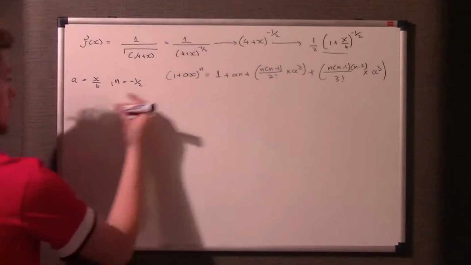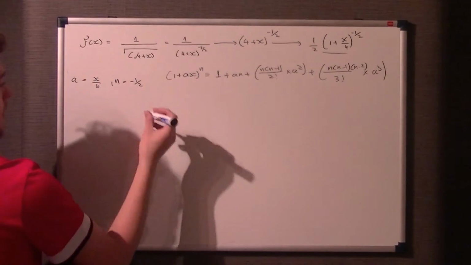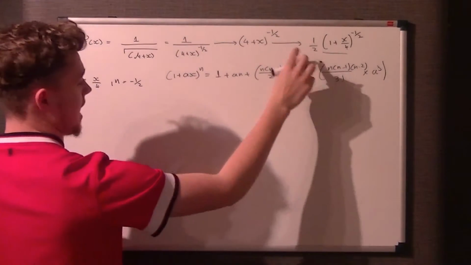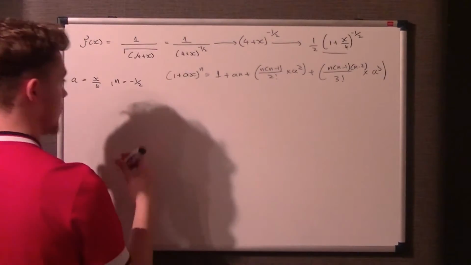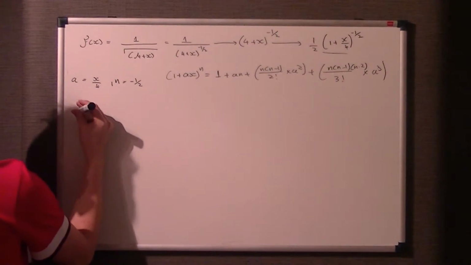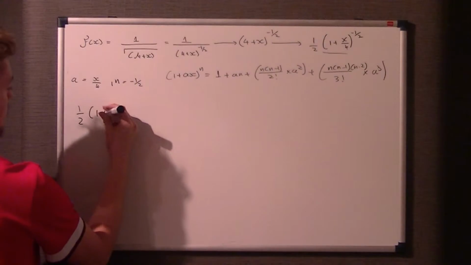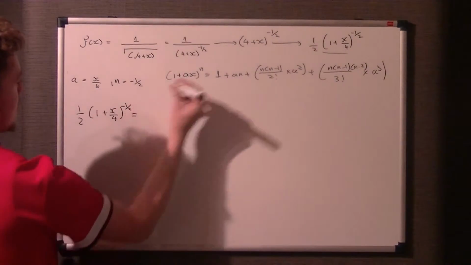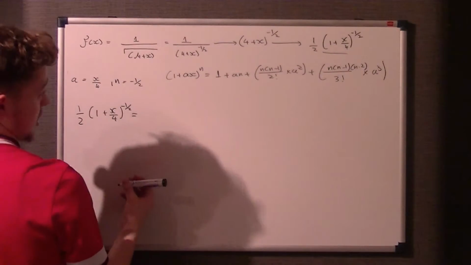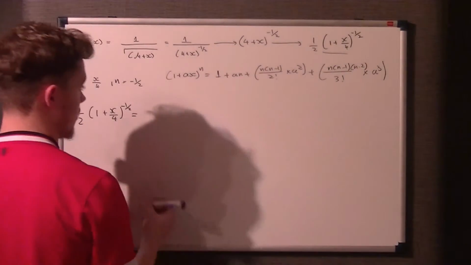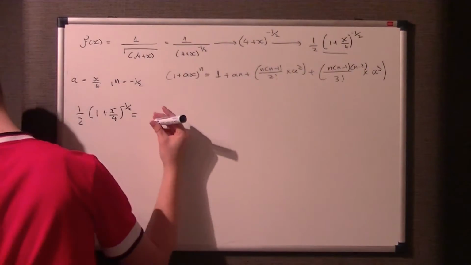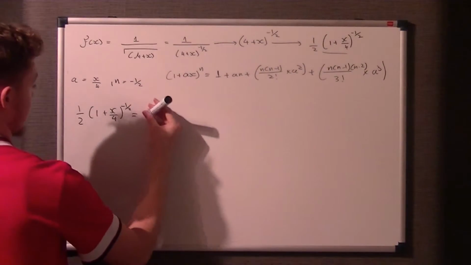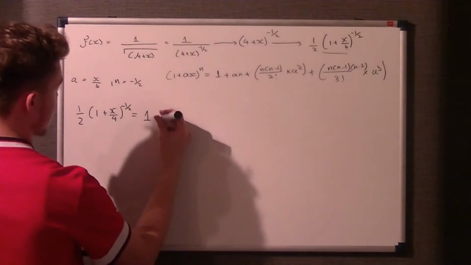Right, so because we've got a half times the expansion, we're going to have to put a half in front of the similar expansion. So it's half times 1 plus x over 4 all to the power of negative a half. So you correspond it with this expansion over here. As I said, this is given in the formula sheet in the exam, but I just feel it's easy to remember it.